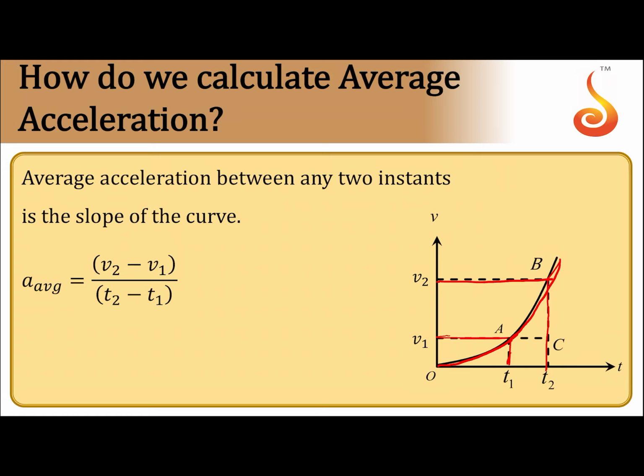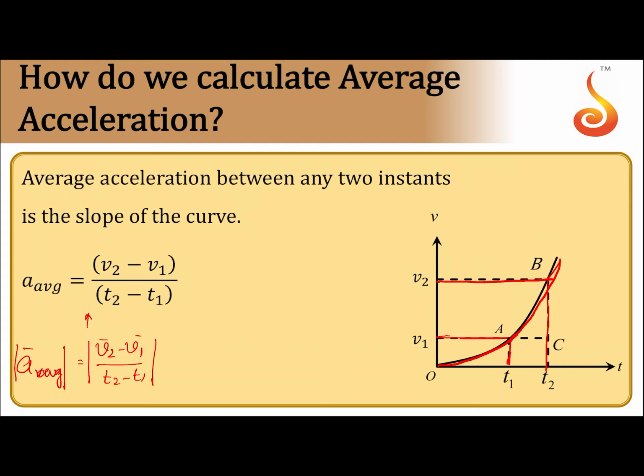Then you notice that average acceleration is nothing but the change in velocity. What is change in velocity? v2 minus v1. That's right. And the time interval is t2 minus t1. Thus the average acceleration is given by this equation. If I want the magnitude, I can put the modulus symbol, and that is written here.